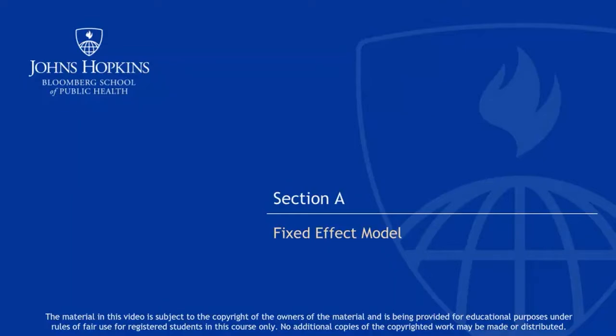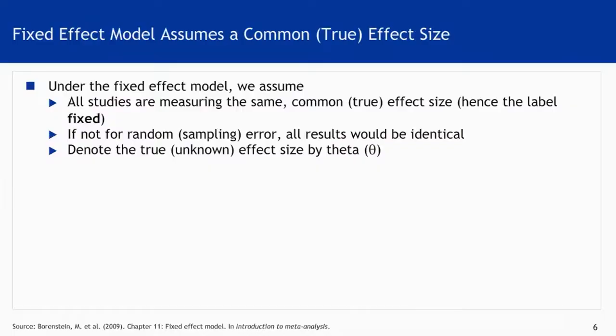In today's lecture, we're going to introduce two types of models for meta-analysis. We're going to start with the fixed effect model because that's simpler to describe and to introduce the concept to you, and then we will move on to the random effects model. Under the fixed effect model, we assume that all studies you're including in your meta-analysis are measuring the same common true effect size. Well, what does that mean? It means that if it's not for random or sampling error, all results in those individual studies would be identical. And now we're going to denote the true unknown effect size by theta.